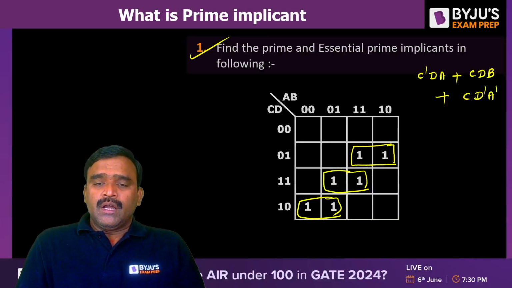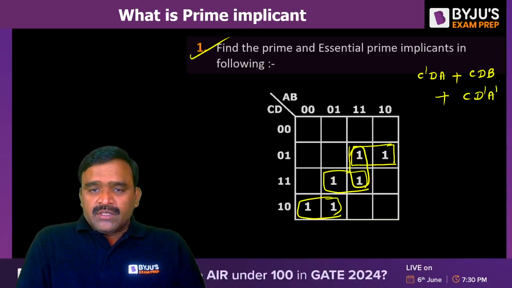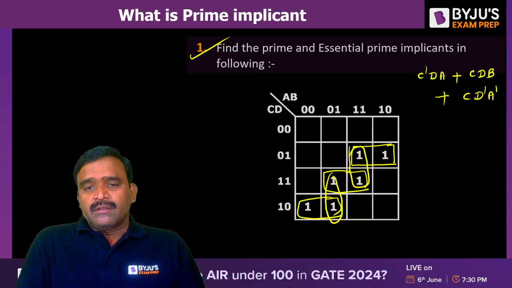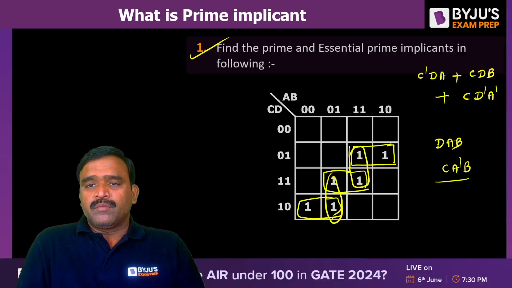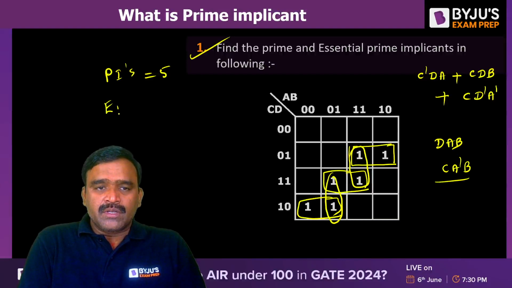Also, this one and this one are adjacent, so this is also a possible prime implicant, and this one and this one are adjacent, this is also a possible prime implicant. So total 1, 2. What additional ones did we get? DAB is a prime implicant, and this one comes under CA bar B. These are additional prime implicants. Now total 1 2 3 4 5. So the number of prime implicants, PIs, is equal to 5.